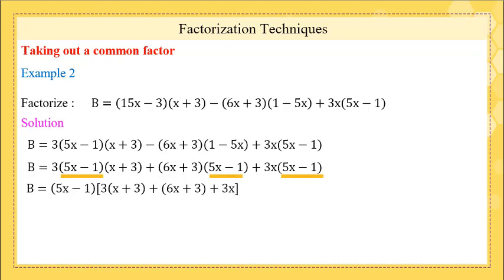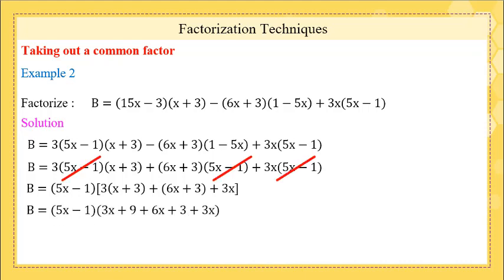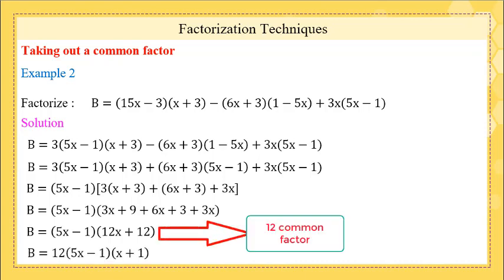We write it inside two parentheses and we open a big bracket, write the remaining factors, and expand, finally reduce to find the factorized form. But here we take 12, a common factor, inside the second factor to find the final factorized form of B.